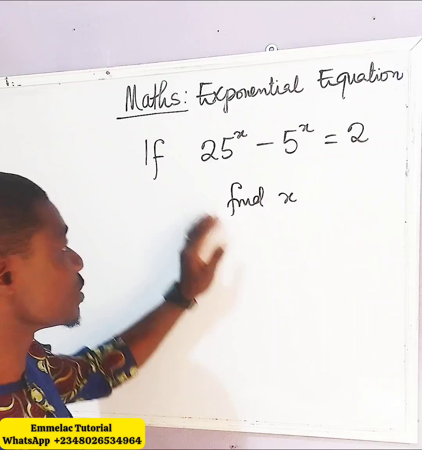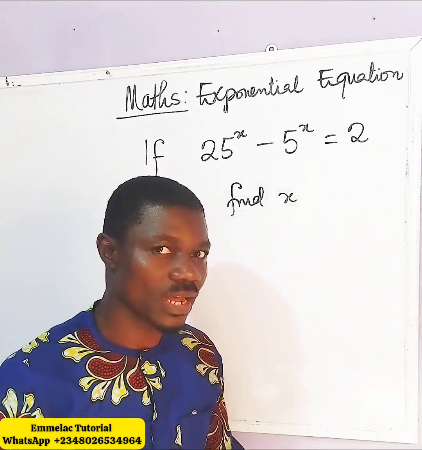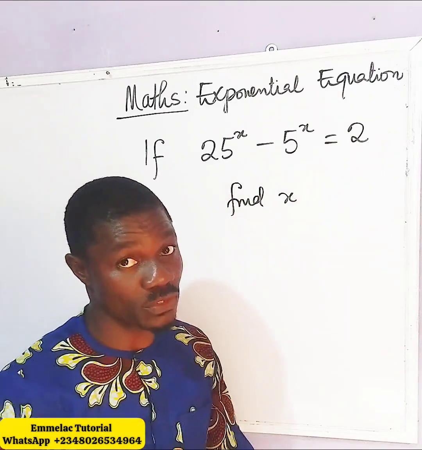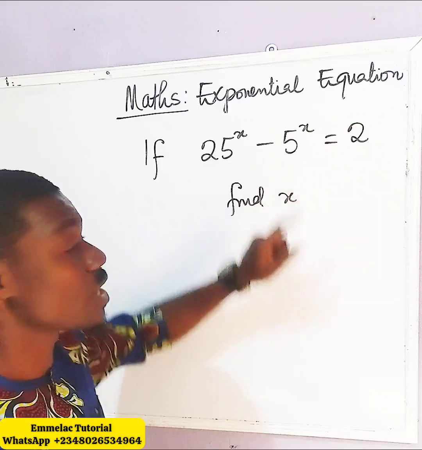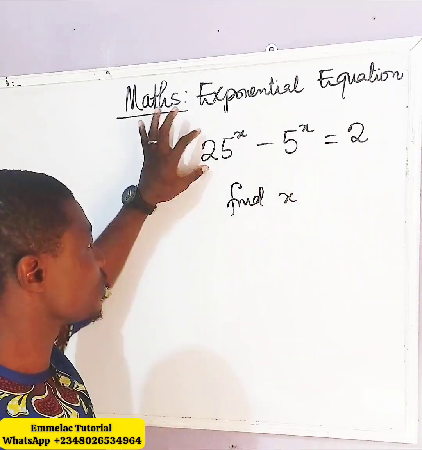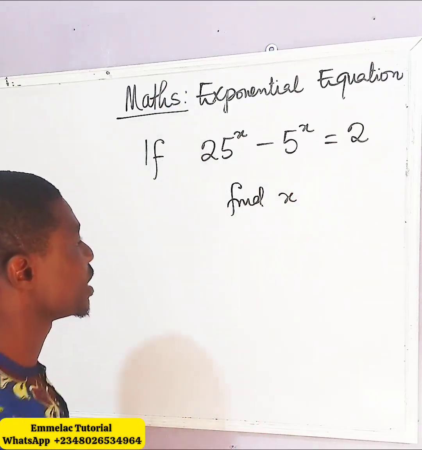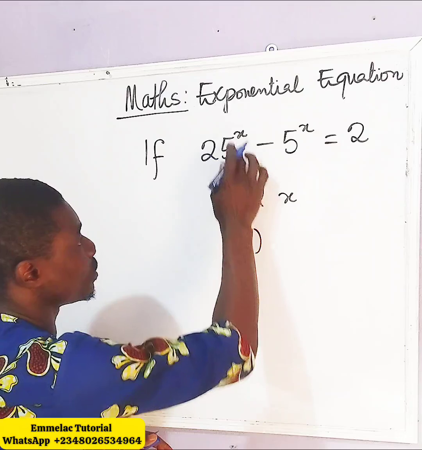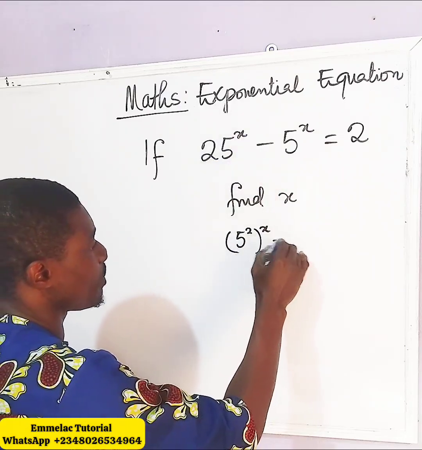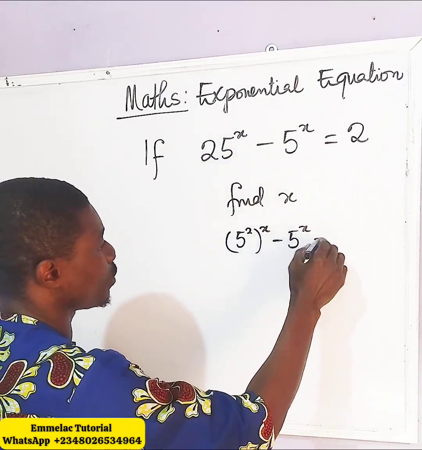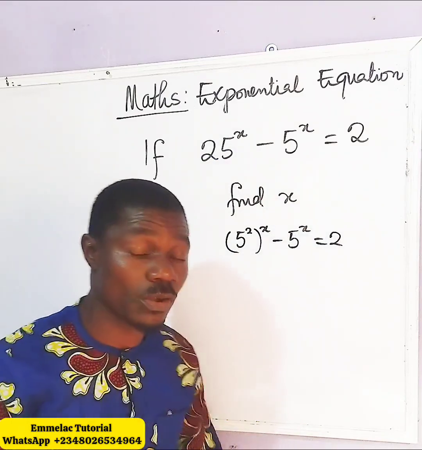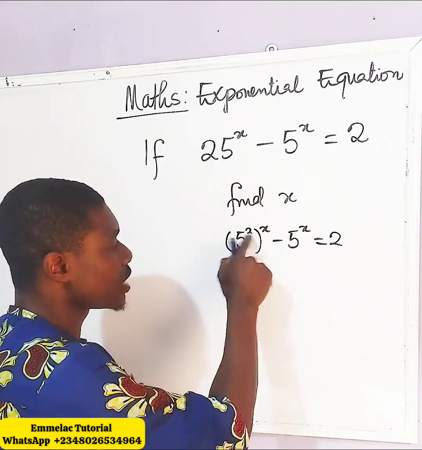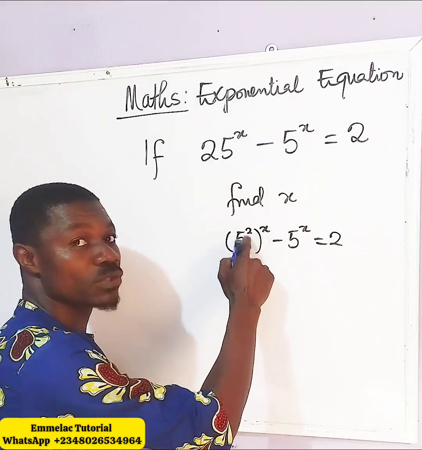Now looking at the equation, here you have 25, which can be reduced to a base of 5, and here we just have 5. So if I reduce this to a base of 5, this becomes 5 raised to the power of 2, take note, all raised to the power of x, then minus 5 raised to the power of x equals 2. Now, according to the law of indices, we can swap this exponent, which means x can come here, 2 can come here.